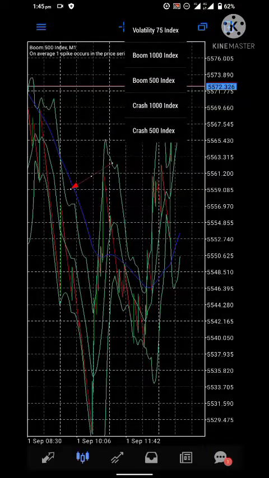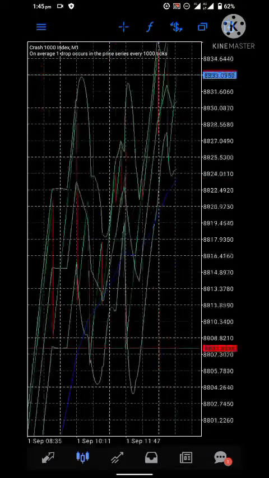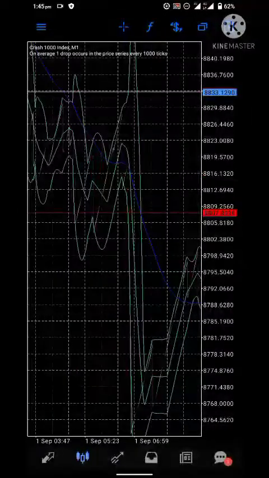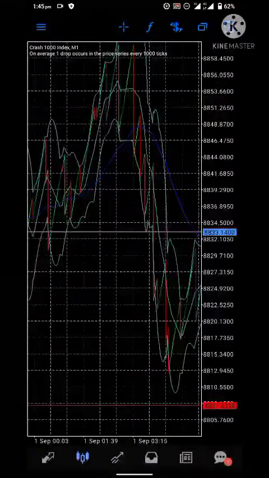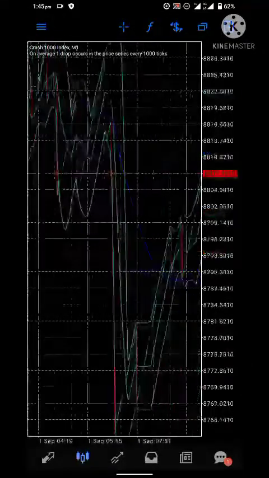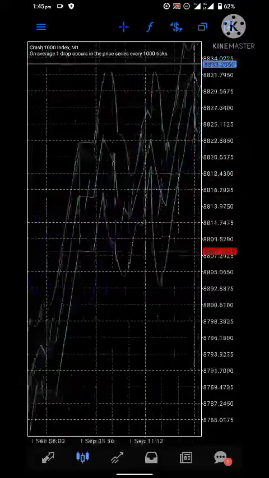Let's check that on Crash 1000. The same thing applies to Crash 1000. Now it's buying. You see it sold at this point. It started selling at this point. The blue line is on top of the chart, so I can just keep it on a sell. Once it crosses over, please close the trade.